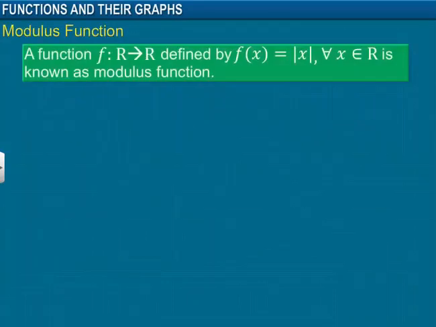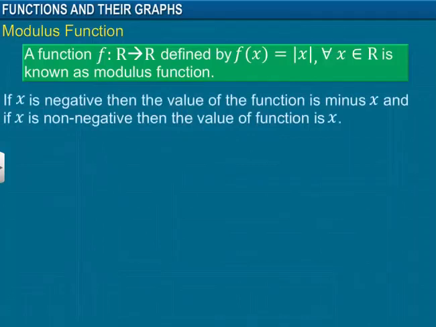A function f from R to R defined by f of x is equal to mod x for all x belonging to the set of real numbers is known as a modulus function. If x is negative, then the value of the function is minus x. And if x is non-negative, then the value of function f is x. That is, f of x is equal to x if x is greater than or equal to 0, and minus x if x is less than 0.